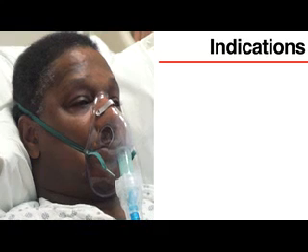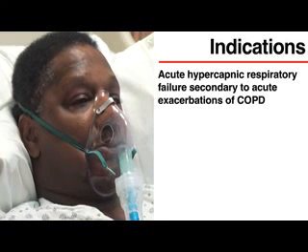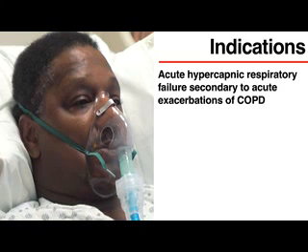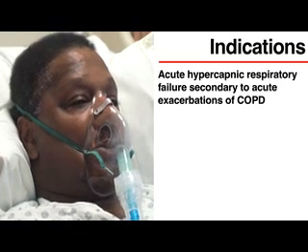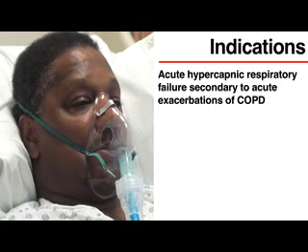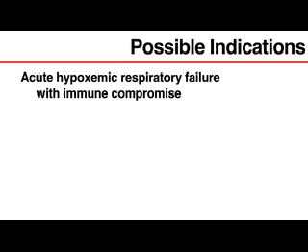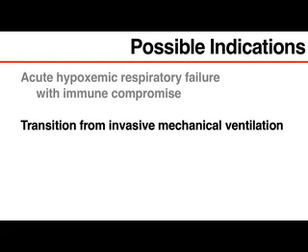There is strong evidence that BPAP improves outcomes in hypercapnic respiratory failure secondary to acute exacerbations of chronic obstructive pulmonary disease, or COPD, and that both BPAP and CPAP improve outcomes in cardiogenic pulmonary edema in the absence of shock or ischemia. There is some evidence that BPAP may be used to treat acute hypoxemic respiratory failure in patients with immune compromise and to help patients with COPD make the transition from invasive mechanical ventilation to spontaneous breathing.